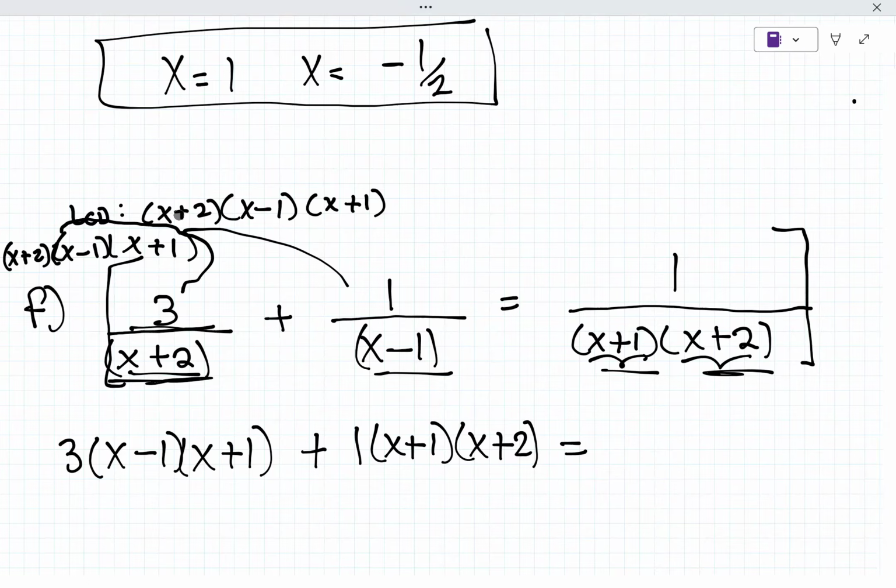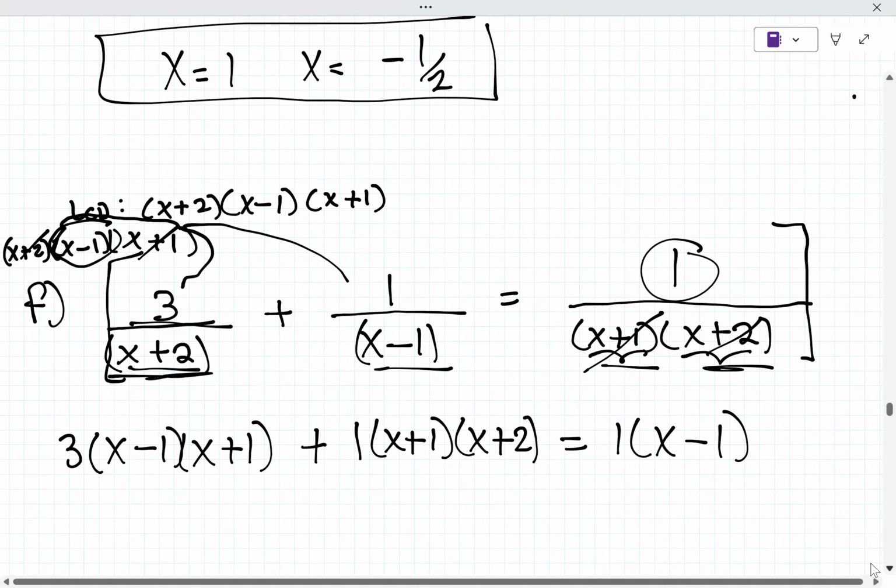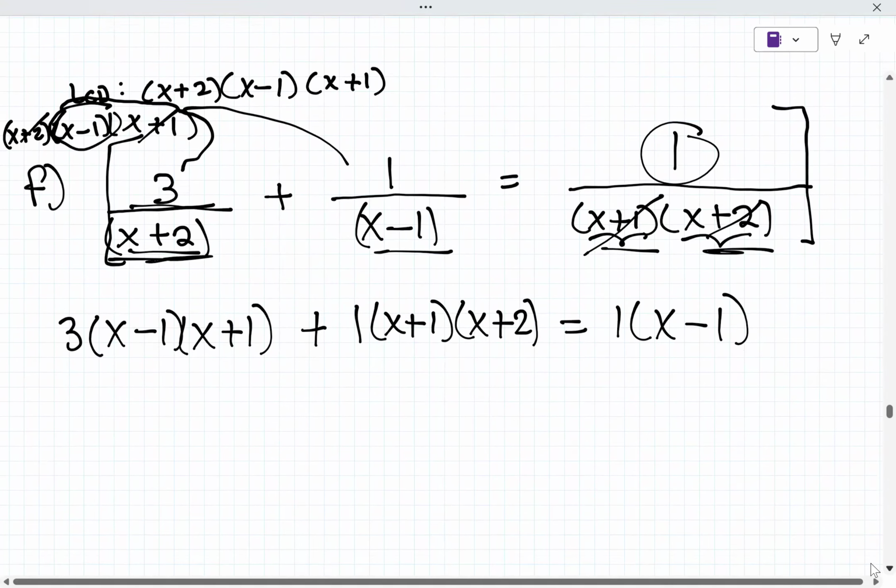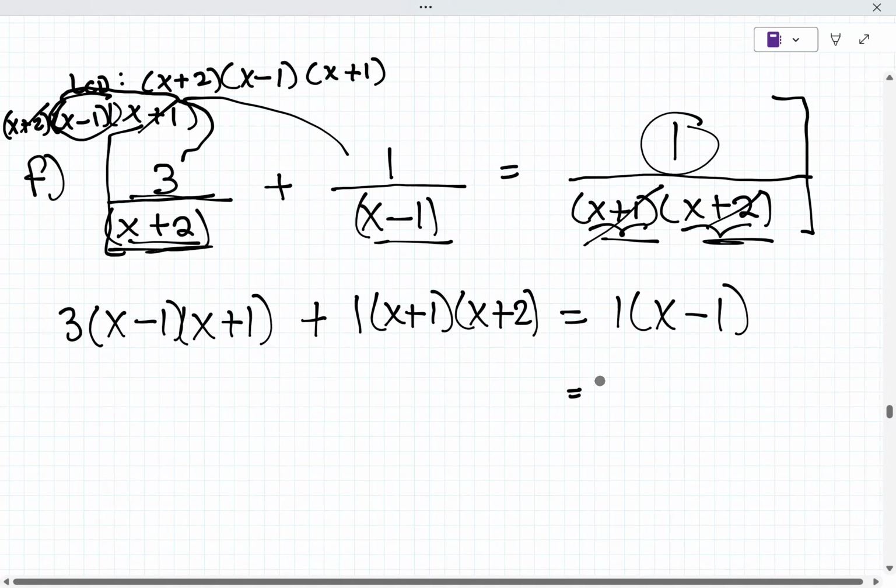Equals. And then over here, what do you see that cancels? This one you can cancel. You can just write it, cancel it with your pencil. x plus 1 cancels, x plus 2 cancels, and then you're left with 1 and x minus 1. So on the right, 1 times x minus 1 is x minus 1.